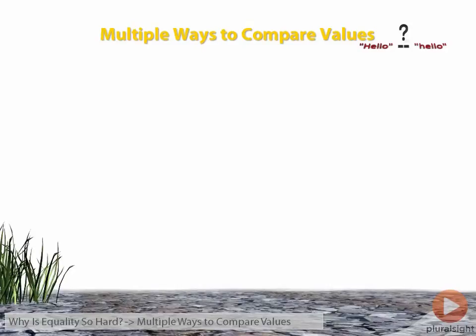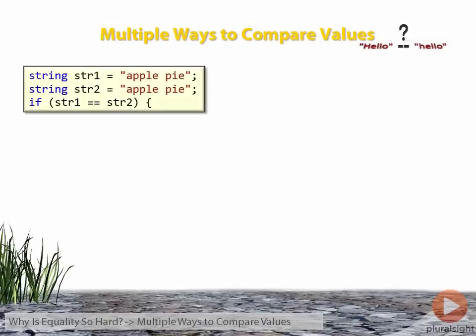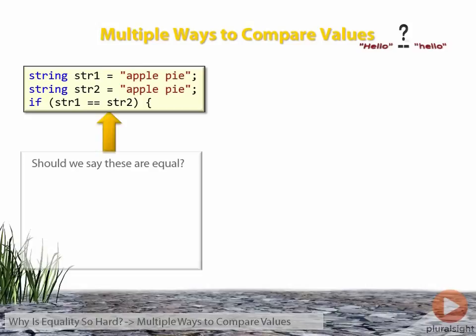The next issue on our list of complexities for equality is that there is often more than one way to compare values of a given type. String is probably the best example of this. Suppose I have two strings that both contain the phrase apple pie. Should you consider those strings to be equal? I'm sure you'll agree that since those two strings contain exactly the same characters, then it makes sense to consider them equal. And indeed, that is what C# does.